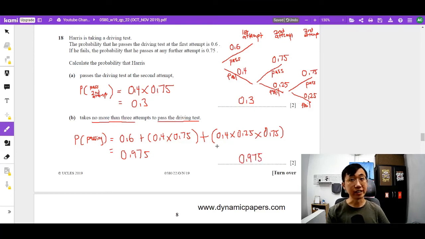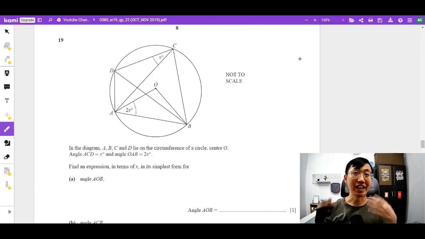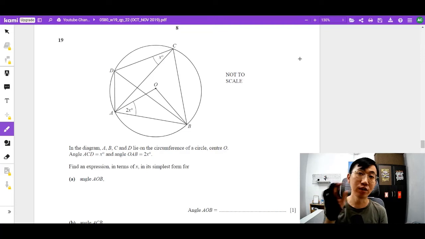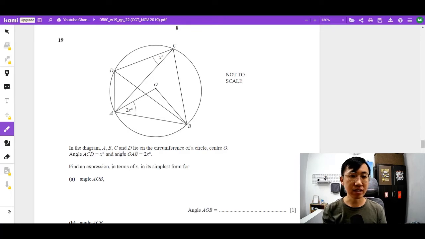This is question 18. Question 19 is circle theorem and it can be quite confusing. So teacher is going to do it question by question and I will let you focus on one part at a time. Okay, so let's read the question first. In the diagram, A, B, C, and D lie on the circumference of a circle. The center is O. Angle ACD is x.